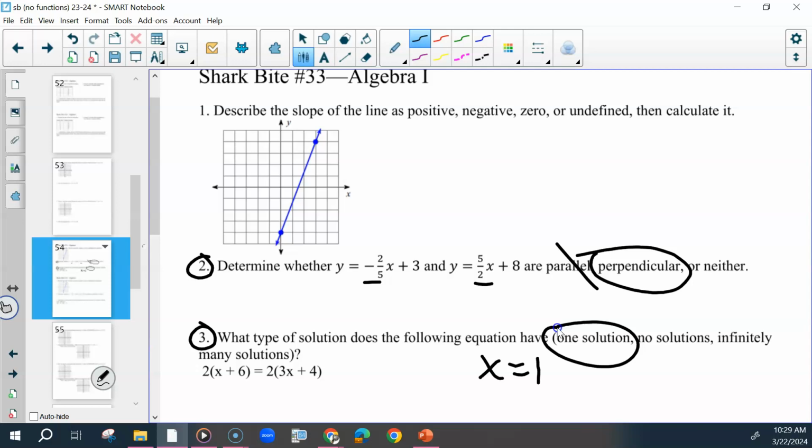You did that on Desmos. Make sure you did it on Desmos. And then number 4 is another one that we could either use the graph or use Desmos.